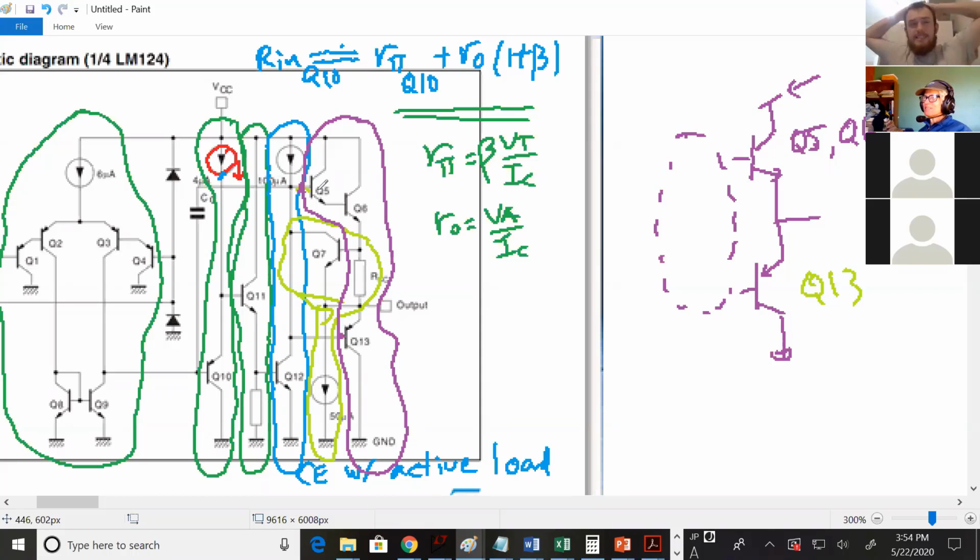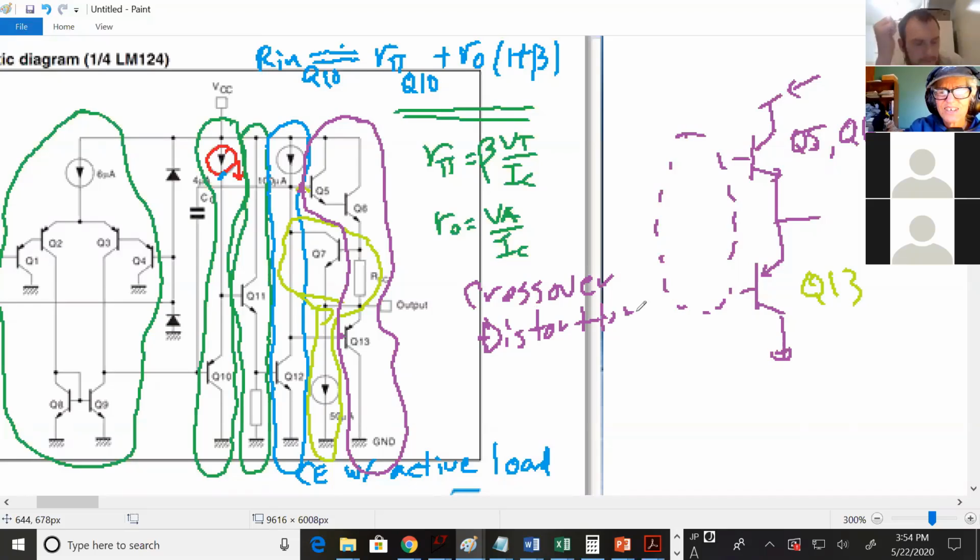I think we did the sound game last time. Crossover travel, like crossover transconductance? No. Somebody started distortion. Yeah. So this right here, how it's drawn, that's going to have quite a bit of crossover distortion.